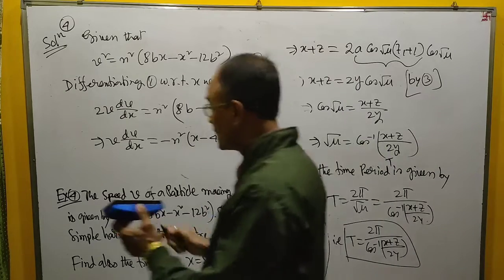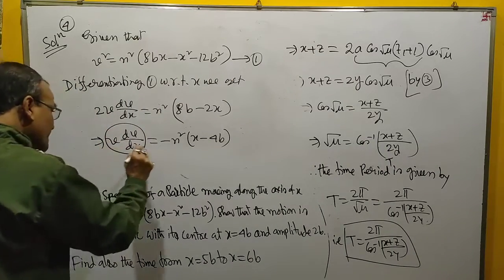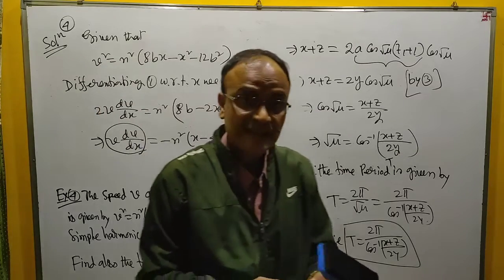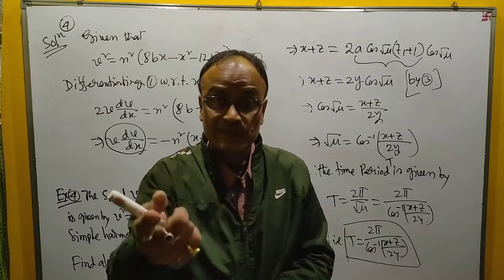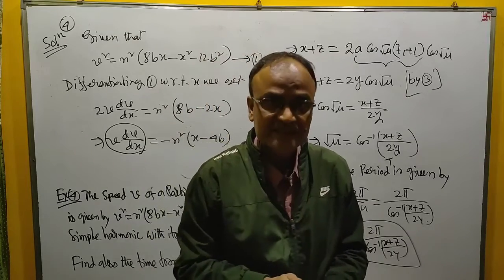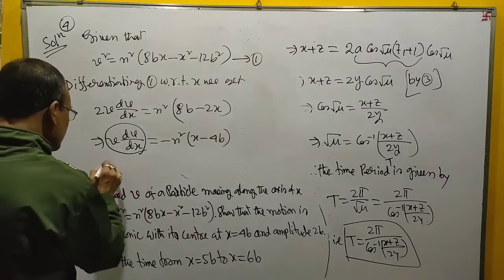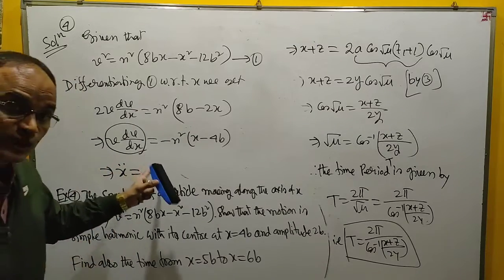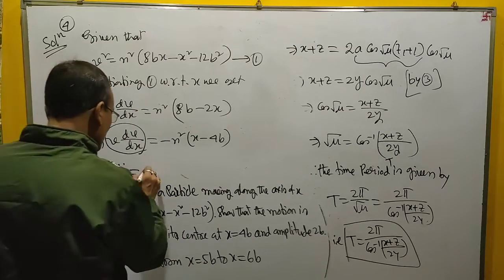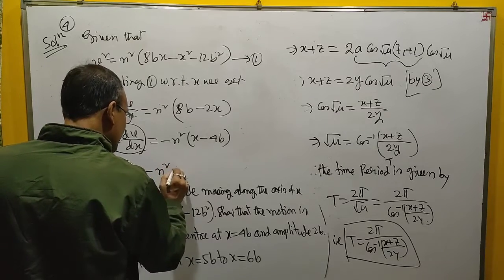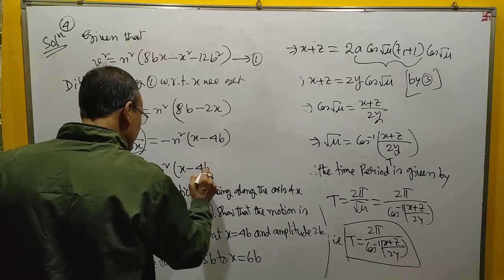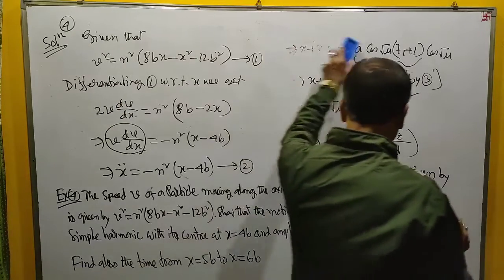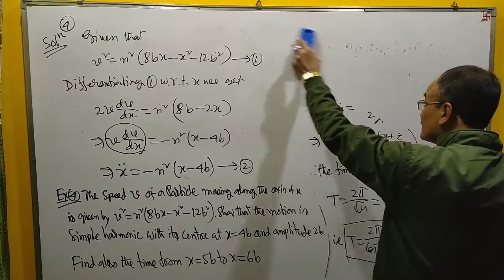This means v dv by dx is acceleration. Expression for acceleration is d2x by dt square or dv by dt or v dv by dx. This means that acceleration x double dot, meaning d2x by dt square, equal to minus n square into x minus 4b. Suppose this is number 2.